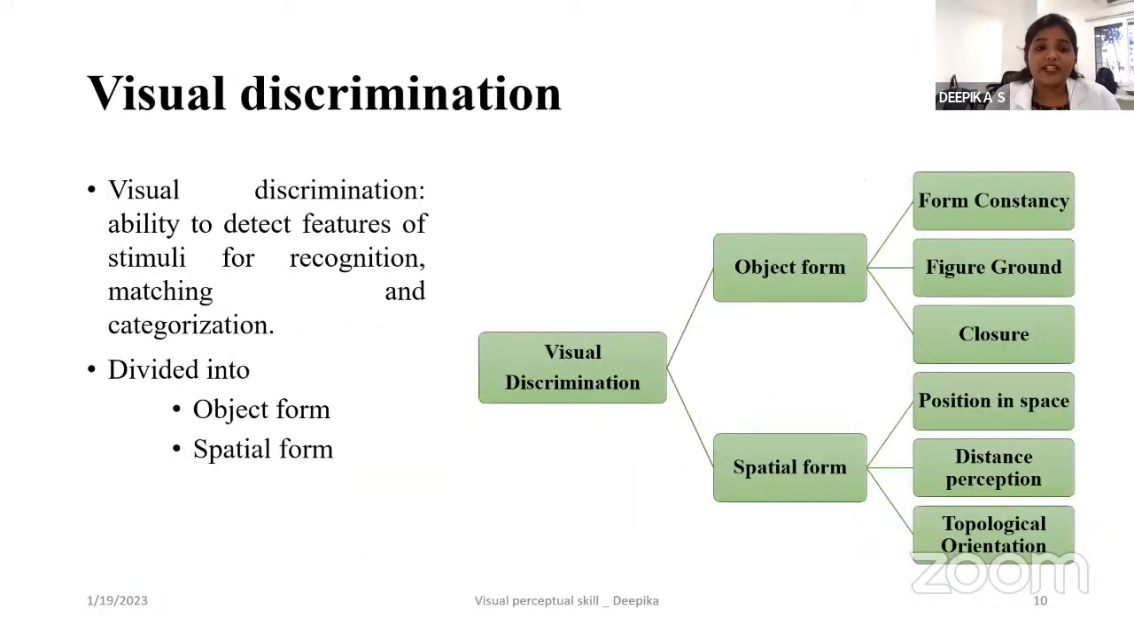Now we are getting into visual discrimination. Visual discrimination is the ability to detect features of stimuli for recognition, matching, and categorization, divided into object form and spatial form. Already we have seen that. In object form, there are three: form consistency, figure ground, and closure. And in spatial form, position in space, distance perception, and topographical orientation.